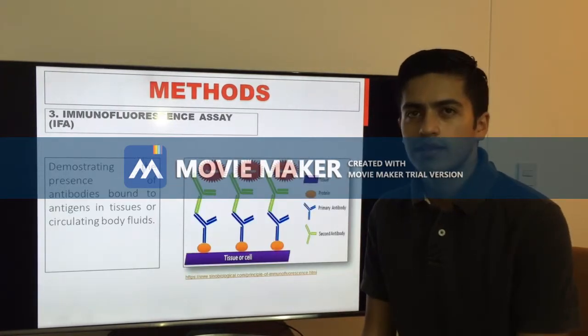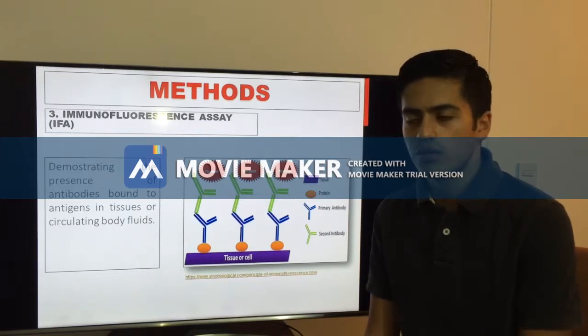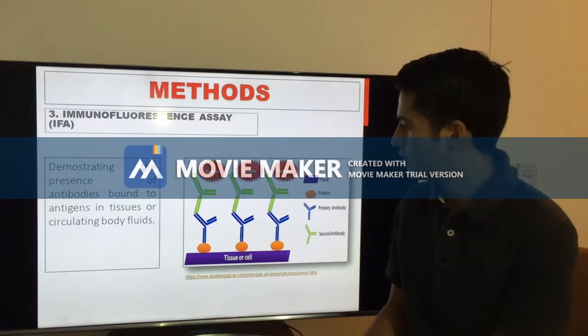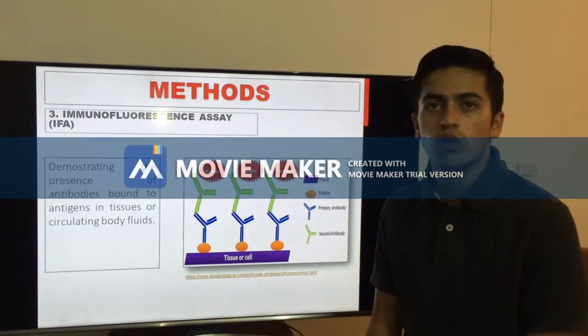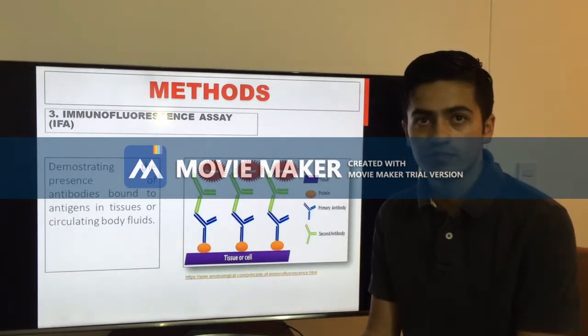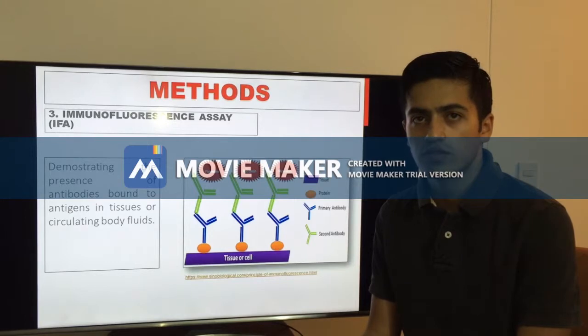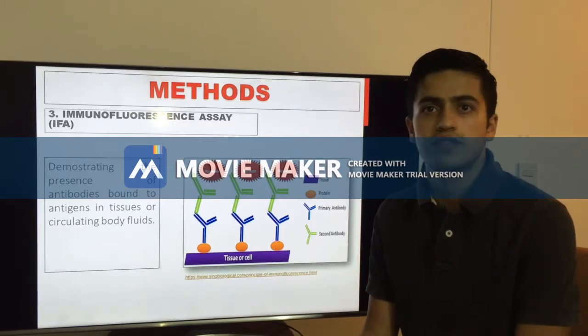Immunofluorescence is a histochemical laboratory staining technique used for demonstrating the presence of antibodies bound to antigens in tissues or circulating body fluids. These techniques are essential to supplement clinical findings and histopathology in the diagnosis of immunoglobulin disorders. They permit early diagnosis, treatment, and subsequent monitoring of disease activity.